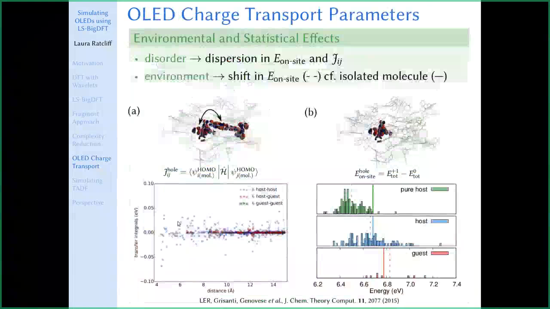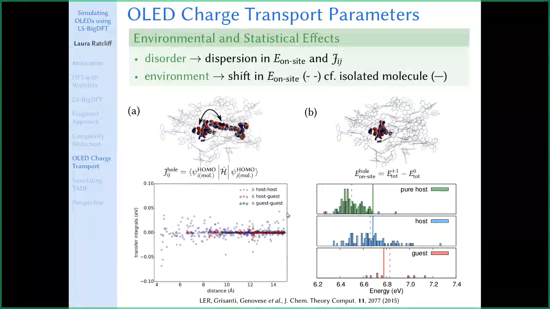And what we find is that for the transfer integrals, we can really see quite a lot of dispersion due to the disorder in the system. Although as it happens, at least at the level of the fragment orbital approach, you don't really see so much the effects of the environment.